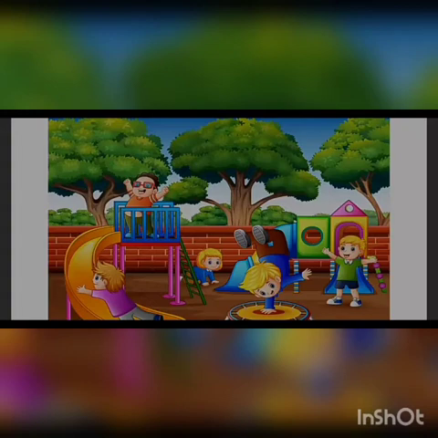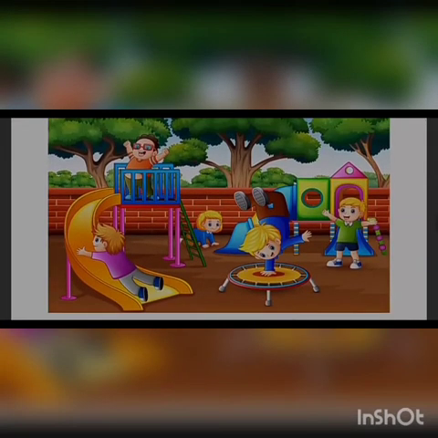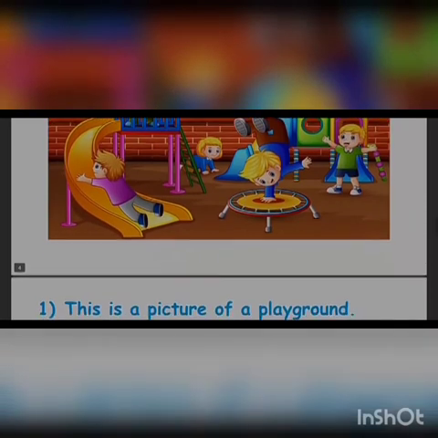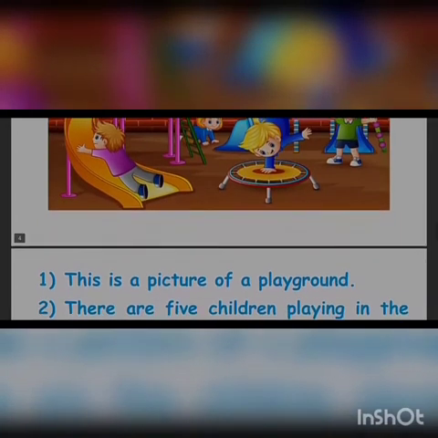Once you have observed, you have to point out and identify which object, how many children are there. And then the third one is frame sentences. So let us start with the first one. This is a picture of a playground. That is the first sentence.